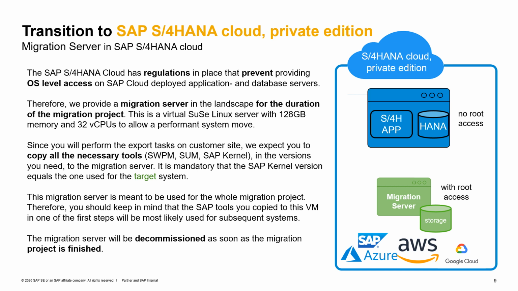This is a virtual SUSE Linux server that has 128 GB of RAM and 32 virtual CPUs, and this should be enough to allow you to execute a system move or migration with high performance. You will perform all the export tasks on the customer side, so we expect you to copy all the necessary software and tools into this migration server. This includes the Software Provisioning Manager, the Software Update Manager, and the SAP kernel, which needs to be aligned with the kernel version we are using on the target system. These details can be aligned and agreed with the operations team before starting the migration activities.